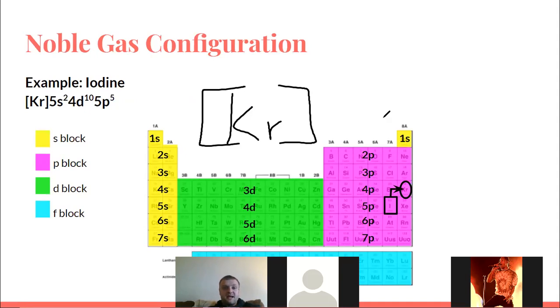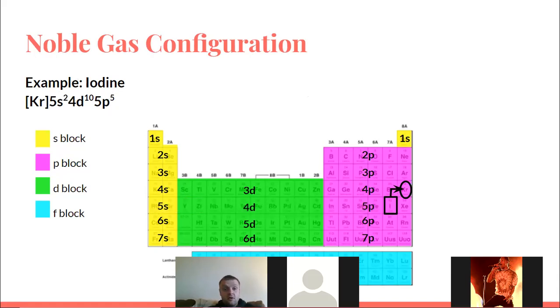In this case, you start down here at 5s: 5s2, 4d10, 5p, 1, 2, 3, 4, 5. We basically skipped ahead and said this krypton is what we're looking for, and then we jump from there. So it's way easier to do it this way. Now, you do still need to know how to do both. Because if I just showed you how to do this, you wouldn't get how to do the other one. But this is going to be helpful for us.